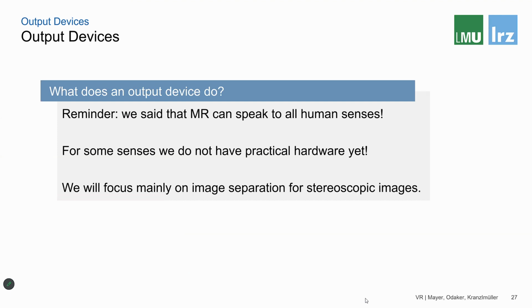We said earlier that mixed reality is not limited to just visuals, but that mixed reality can actually cater to all human senses. Of course, not all human senses are practical to deliver information to. So we only have hardware for visuals or optical, we have hardware for audio. Stuff like olfactory, gustatory displays get a lot harder.